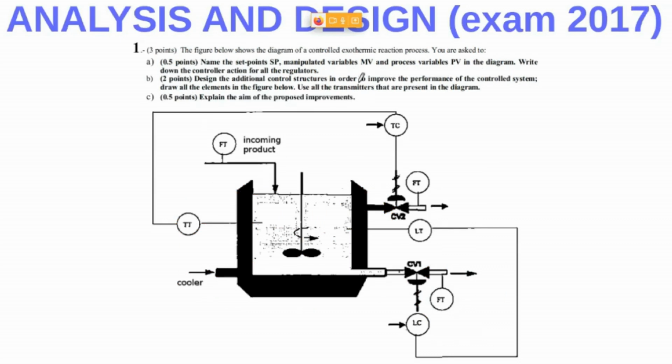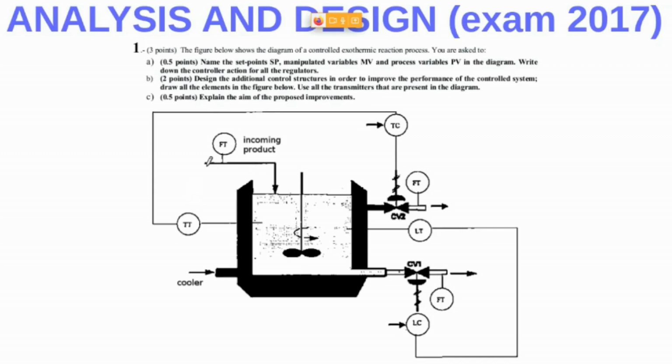The figure below shows the diagram of a controlled exothermic reaction process. You are asked to do the following. It's always the same: name the variables and write down the controller actions, right? Design some additional control structures in order to improve the performance of the control system. Draw all the elements in the figure below, obviously. Use all the transmitters that are present in the diagram. As you can see, you have some idle transmitters in here, in here, and the same goes for this. Finally, explain the aim of the proposed improvements.